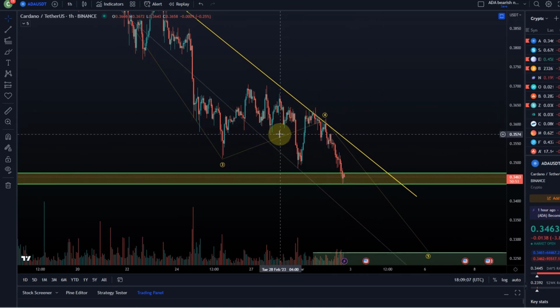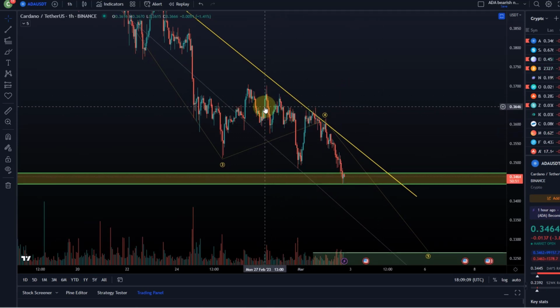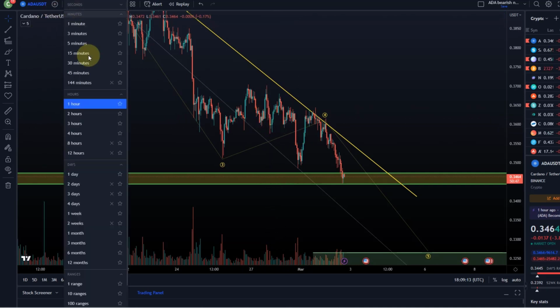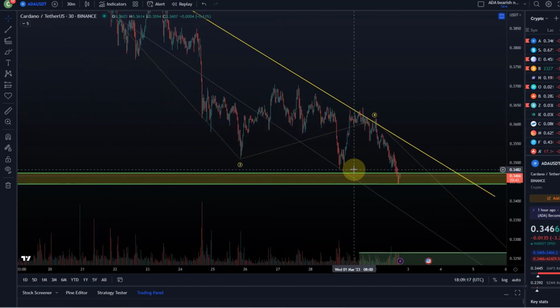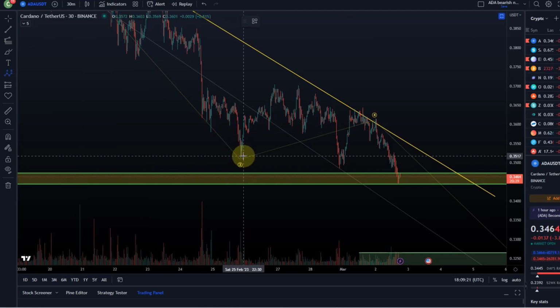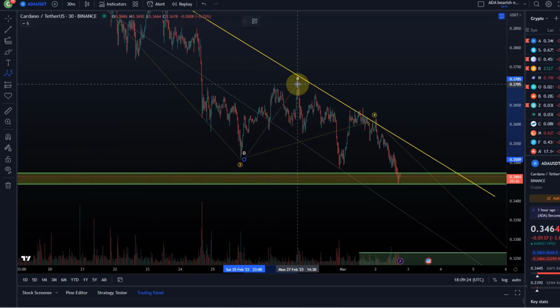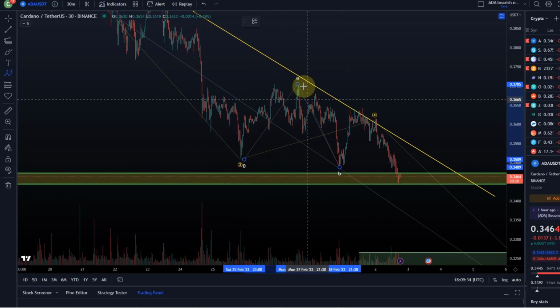So I thought about this really. How do I count this in the most reliable way? And it is a bit messy, I have to admit. But for me, the best way of counting this is that I count the move to the upside here as an A wave, the move down as a B wave. So it's basically a running triangle, which means the B wave makes a new price extreme below the beginning of the wave A.